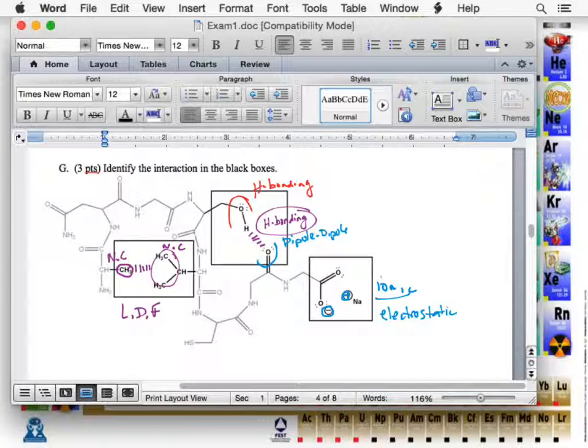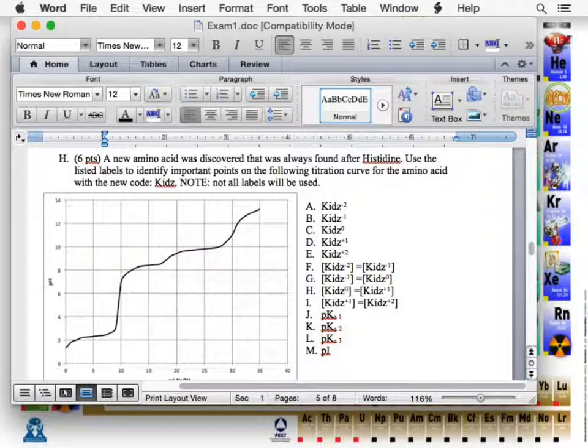Forces are a big deal. Forces are a really big deal. You're going to keep seeing them again and again and again. Being able to apply and understand them is pretty critical, in my opinion.